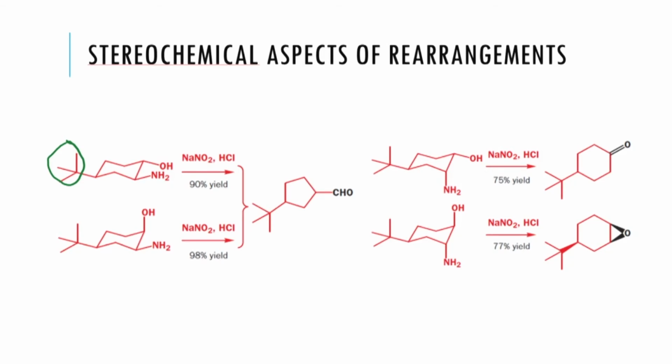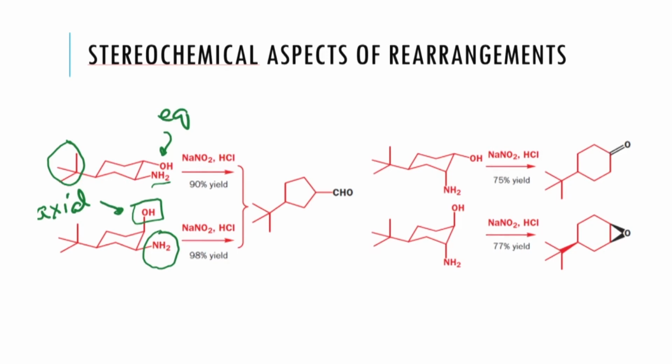So what has been done here is we take these 1,2 amino alcohols. You have an amine group and you have an alcohol here. In the first two examples on the left, you have an amine group in the equatorial position. The difference between these two molecules is that here you have a hydroxyl group in the axial position, and here the hydroxyl group is in the equatorial position. So these two compounds are structurally very similar, only the stereochemistry is different.